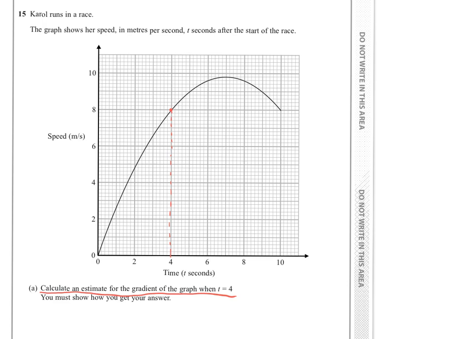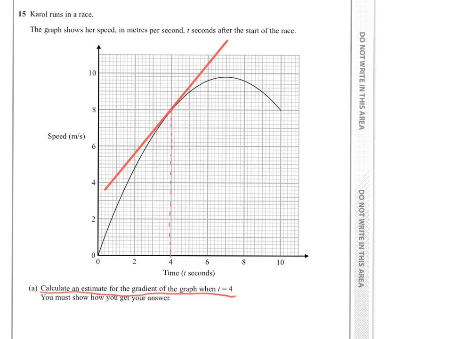Now, a way of doing that is to just draw a tangent to the curve at that point. So I'm going to give that a try. And then here we go. So there's my effort. And of course it's not going to be perfect, and that's why it's an estimate.